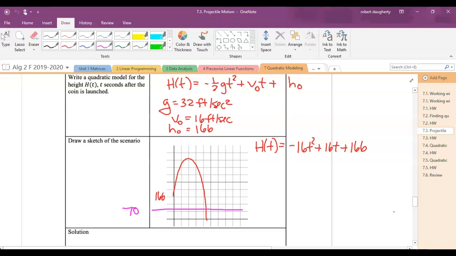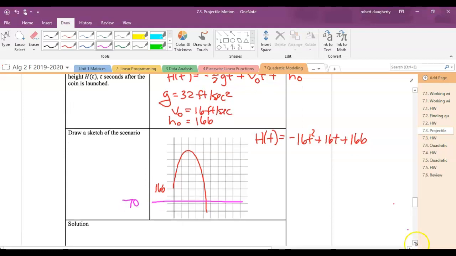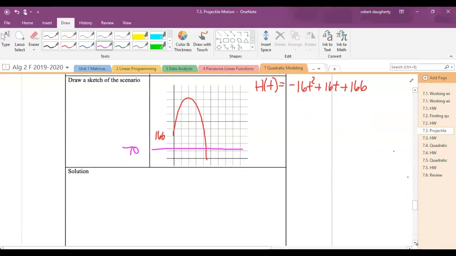So again, it's how long is it above 70? Was that the question? Yeah, so it means it starts above 70, and until it hits 70, it will be above 70, okay? So I set this equation equal to 70, okay? So negative 16 t squared plus 16t plus 166 equals 70. Just set it equal to 0.